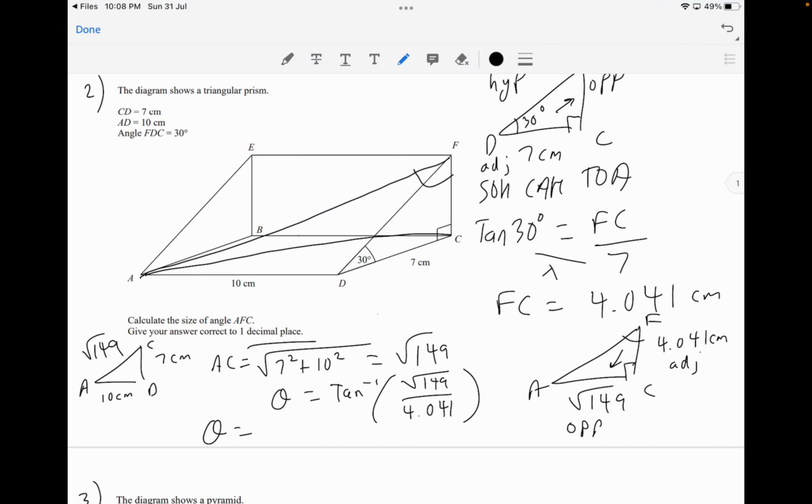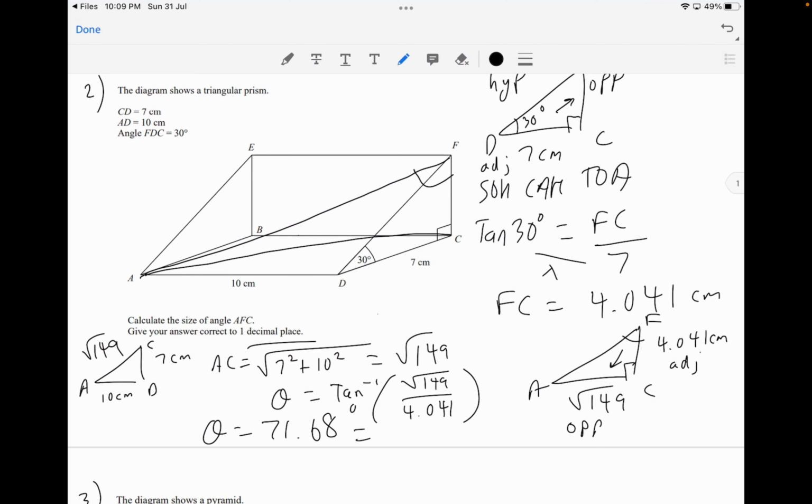Do check out the calculator video, it's pretty interesting as well. Once you do that, you're going to get a value of about 71.68 degrees. Now this is your angle for AFC. All I've done is combine Pythagoras theorems together and do a bit of SOHCAHTOA trigonometry. So that's all. It's very simple, guys. You guys can do it as well.